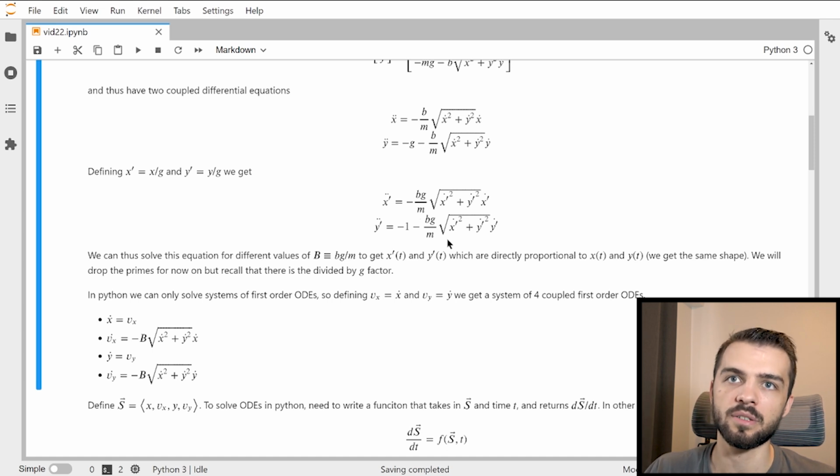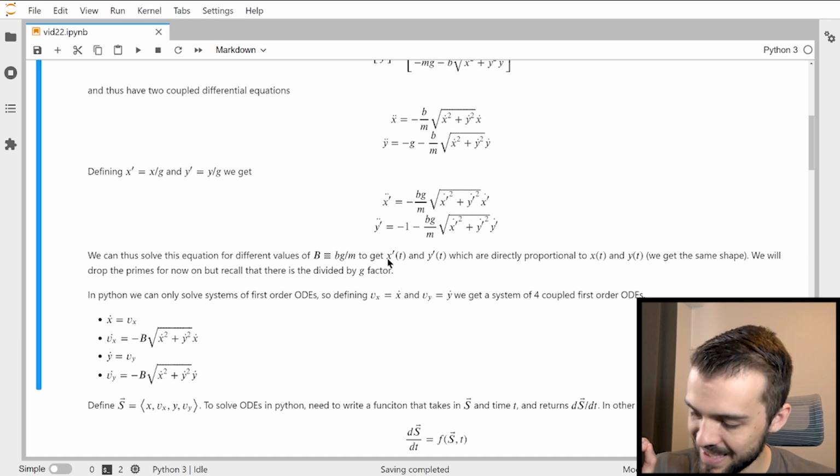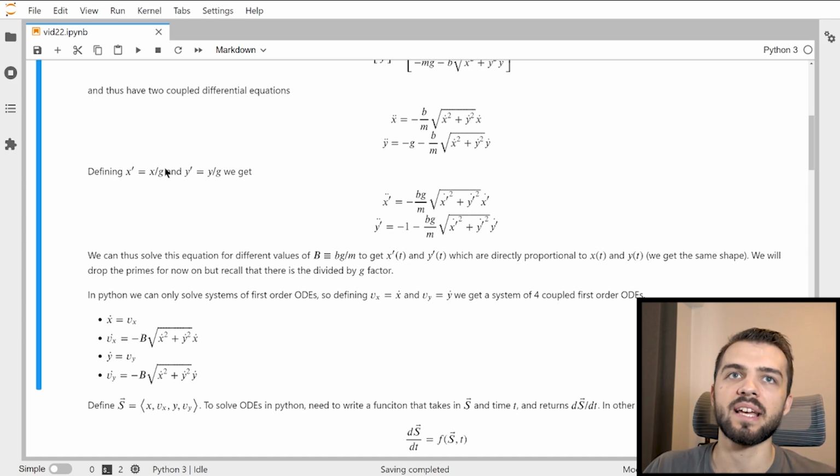the true trajectory. So I'm going to drop the primes because it gets a little bit messy, but note that when I say x, what I really mean is x over g from now on. So I'm talking in terms of x and y, but I really mean x prime and y prime. So these are two coupled second order differential equations.